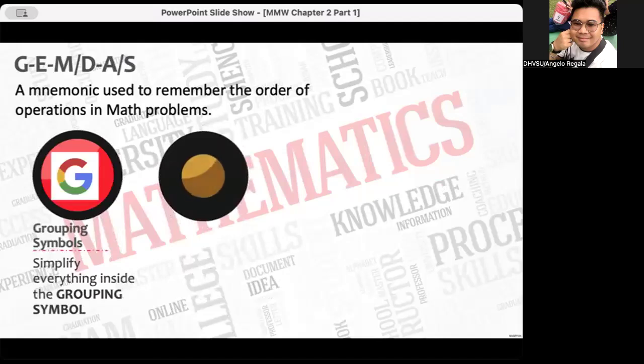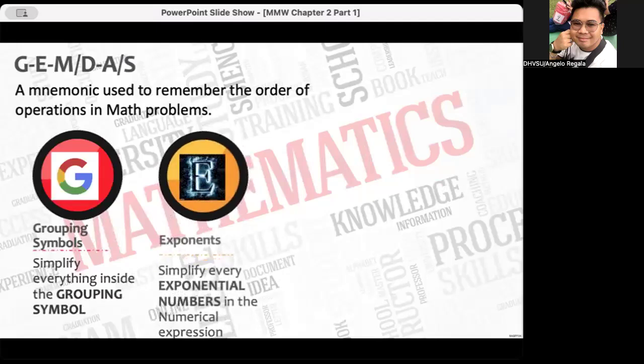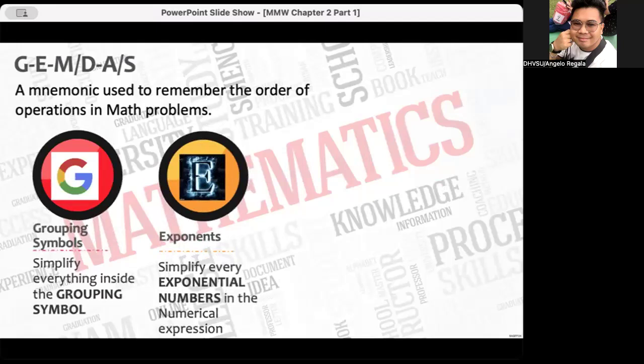Okay, so G stands for grouping symbols. So that's the first thing that you need to perform. These are the parentheses, braces, or even brackets. After we were able to solve the operations inside the grouping symbols, the next one are the exponents. So we have to simplify every exponential number in the numerical expression.